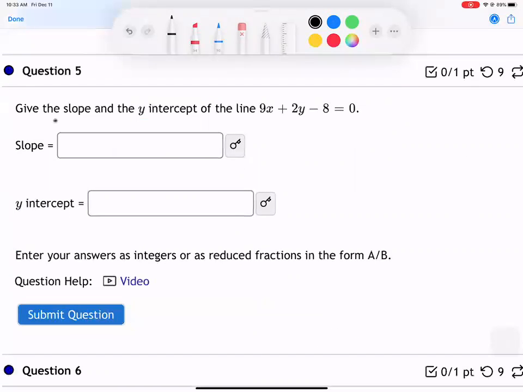So we'll find the slope and y-intercept, same type of question, except we need to do some more work here. We're solving for y. Why did I say y? Because y equals mx plus b, and it gives me everything we want. We want the slope and the y-intercept. So let's solve for y.